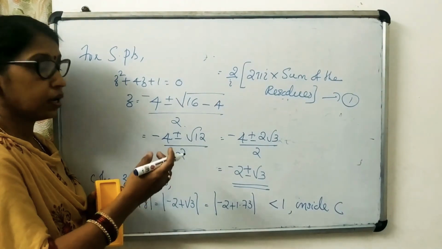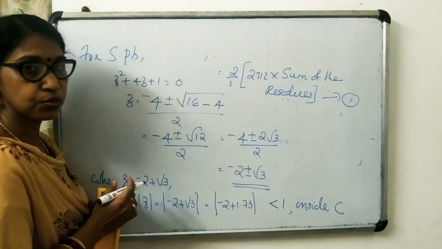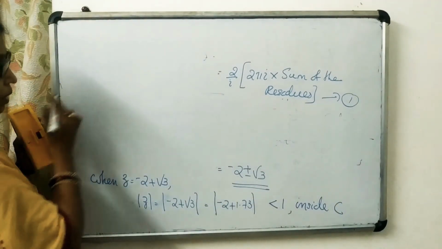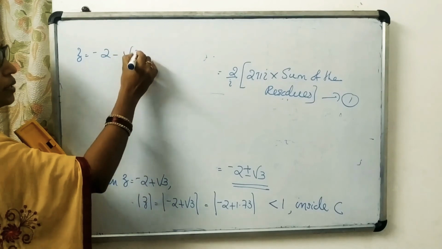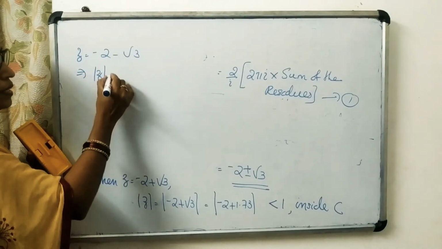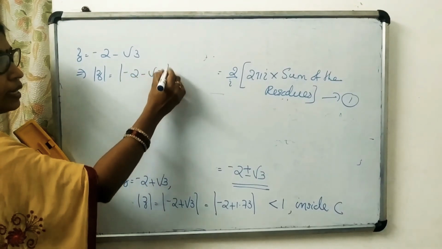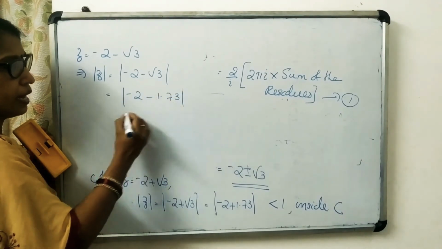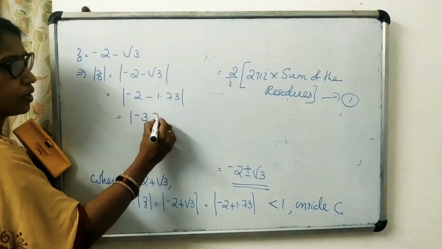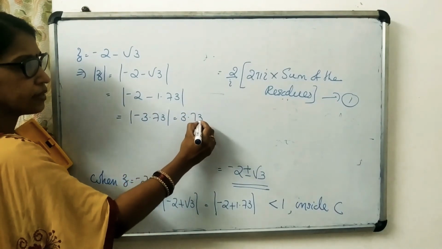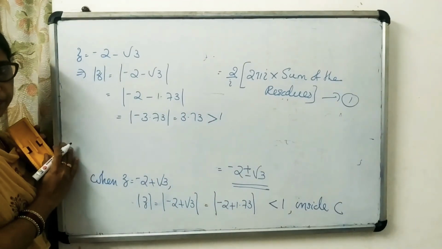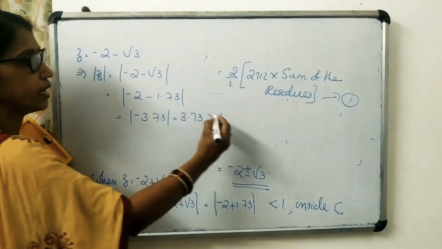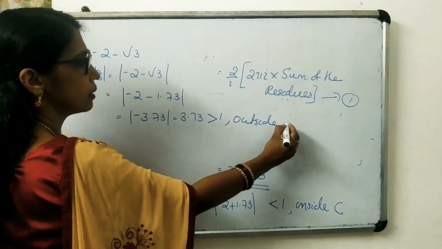Now we have to find out whether minus 2 minus root 3 is inside or outside our circle. Z is equal to minus 2 minus root 3 implies modulus of Z is equal to modulus of minus 2 minus 1.73, which is equal to modulus of minus 3.73, which is equal to 3.73, which is always greater than 1. So this point, minus 2 minus root 3, is outside C.